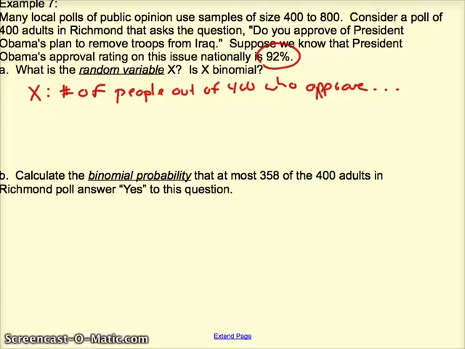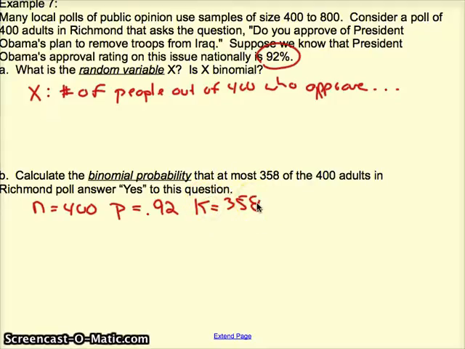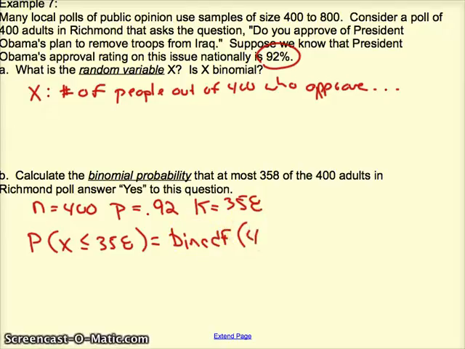All right, so we're doing full work here. We've already defined our random variable. N here is 400 adults. P, the probability of success, is 0.92. And in this case, we're interested in 358 at most. We'll write a probability statement. At most 358 is less than or equal to 358. So because it's an inequality, you should have done binomial CDF, 400 trials, 0.92 chance of success, 358 successes or fewer. And if you did that math correctly, you would have gotten 0.0441.